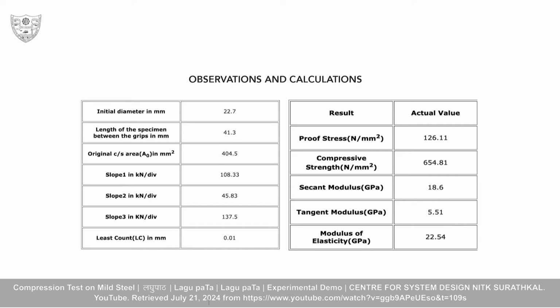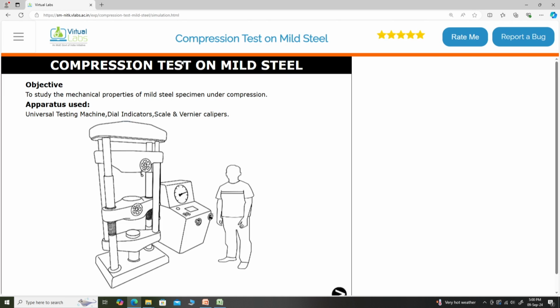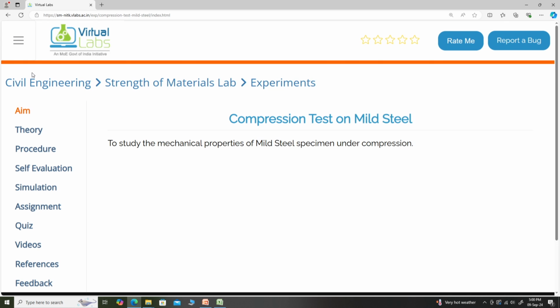Now, I will walk you through the simulation, so that we try to conduct this test completely. The whole experimental setup that we have seen, we will try to see in a simulated environment developed by the VLab of NIT Surathkal itself. This is a virtual lab setup, a compression test on mild steel. The machine is the same, and you can see the aim is to study the mechanical properties of a mild steel specimen under compression.